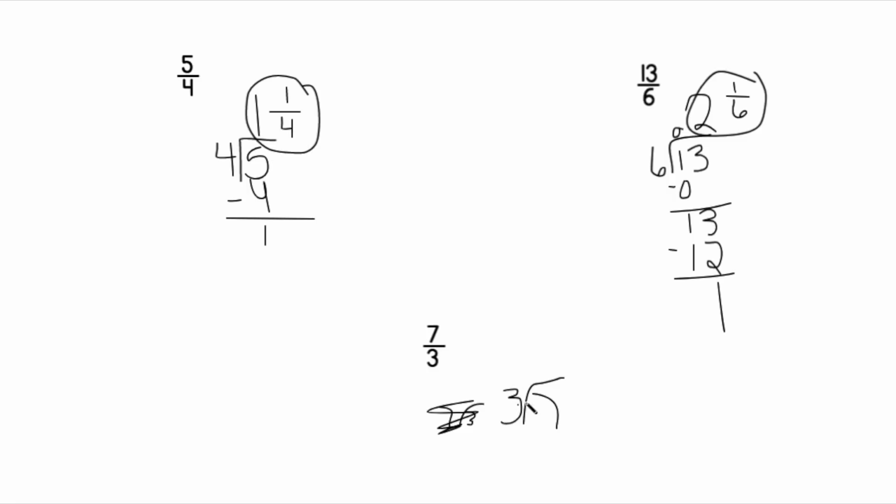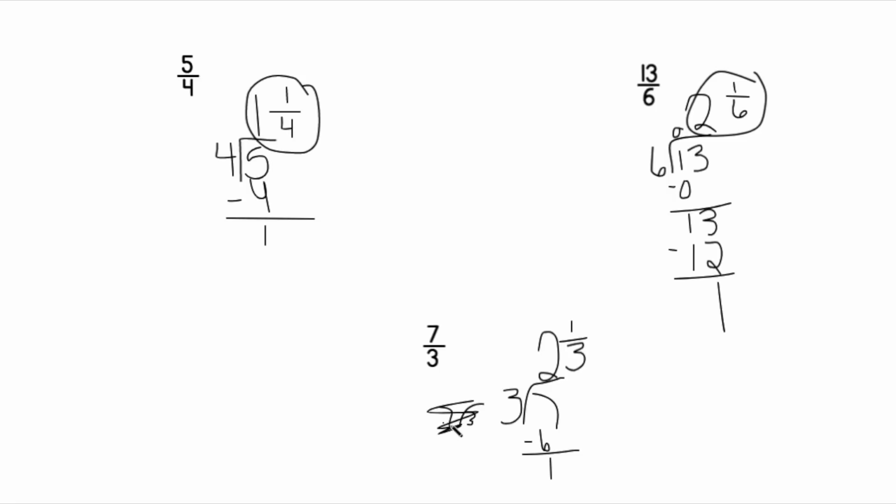3 times what gets us close to 7 without being bigger than 7? I hope when I made that mistake, you guys were looking at me like, what are you doing, Mrs. Massey? So 3 times what gets us close to 7? We should have had 2. 2 times 3 equals 6, and 7 minus 6 equals 1. So our numerator that we should have gotten is 1, and our denominator that we should have gotten is 3.